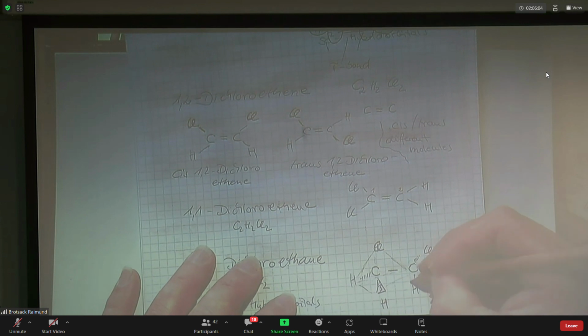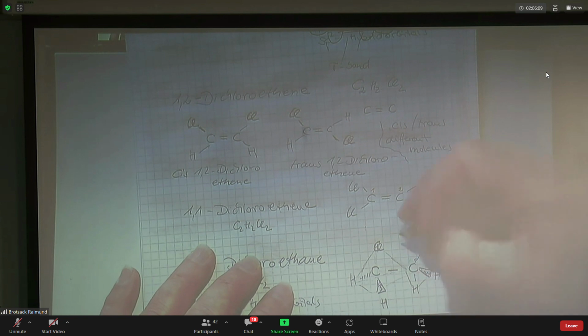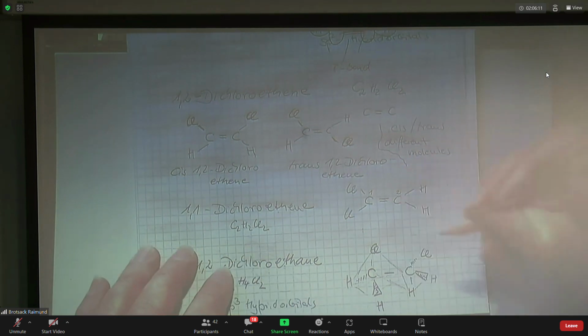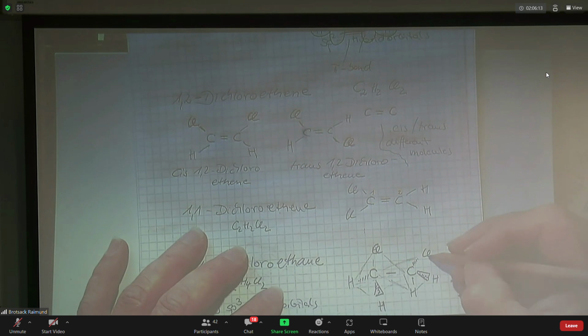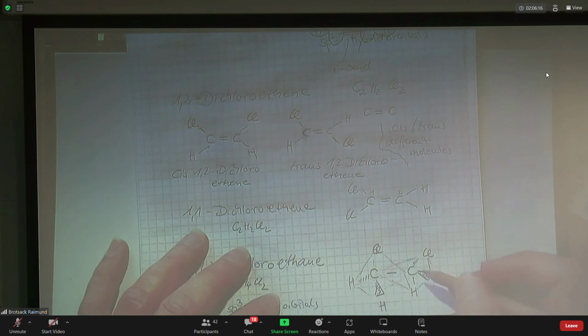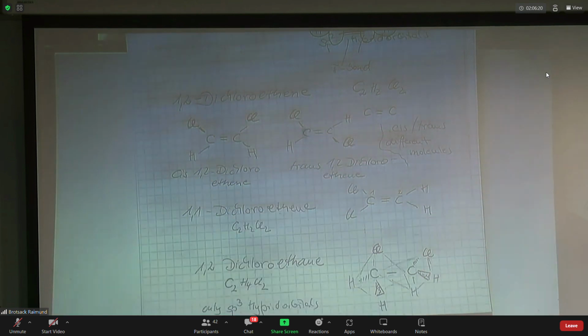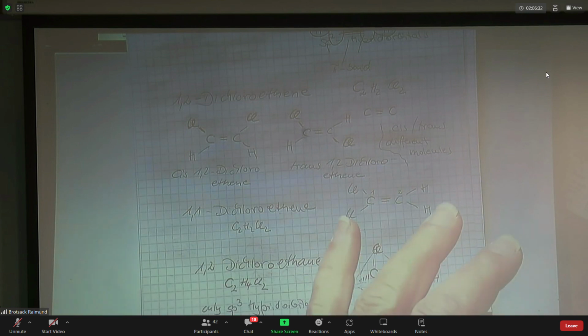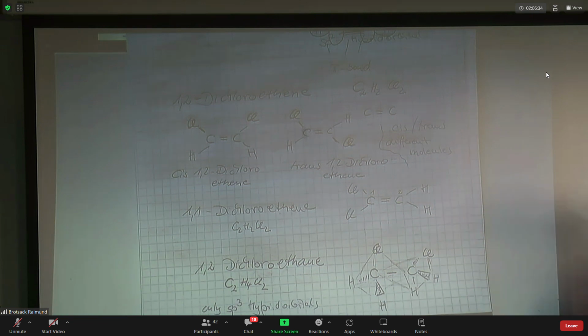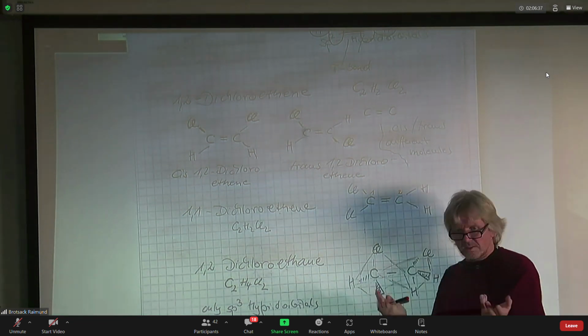Now the structure, you might not see it as well as here, but it's a tetrahedral again. So we have two tetrahedra overlapping. Now we have all sigma bonds and 1,2-dichloroethane. There is no second option because we can rotate. So there is no difference.